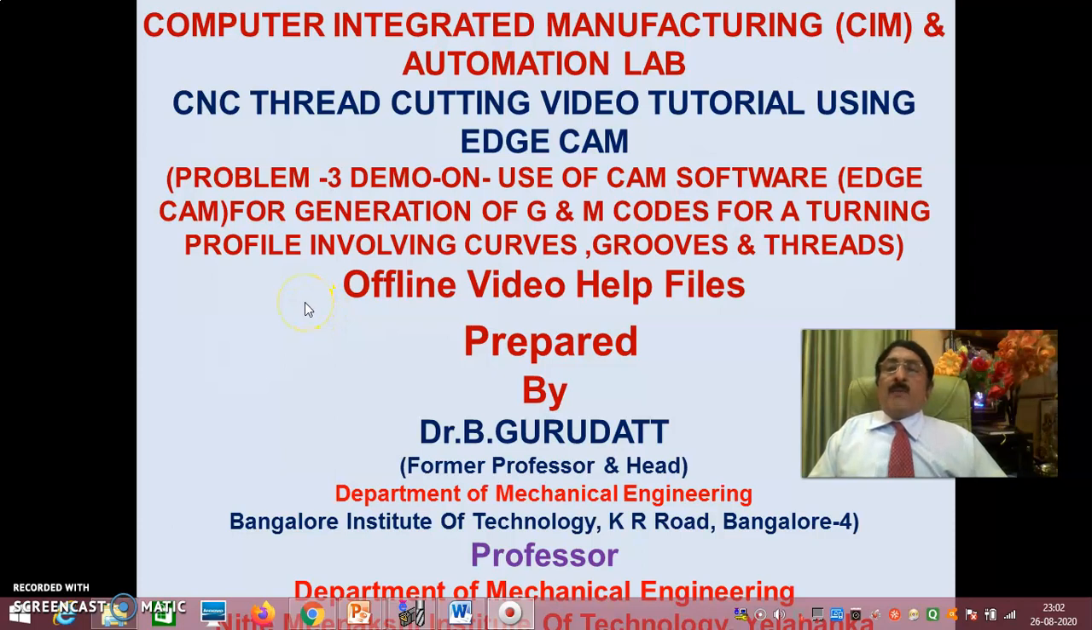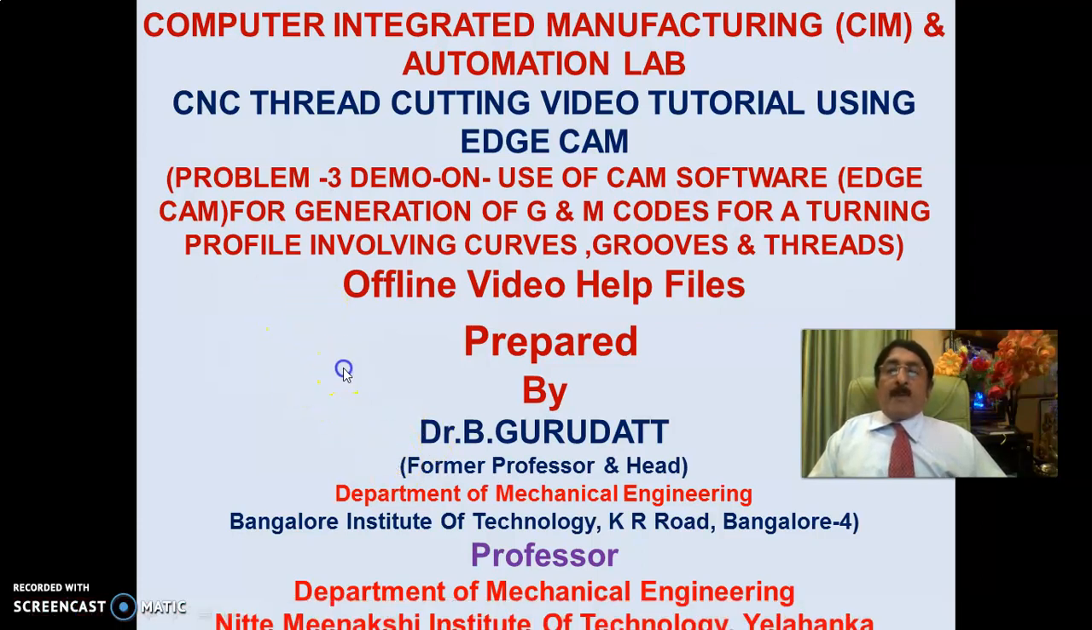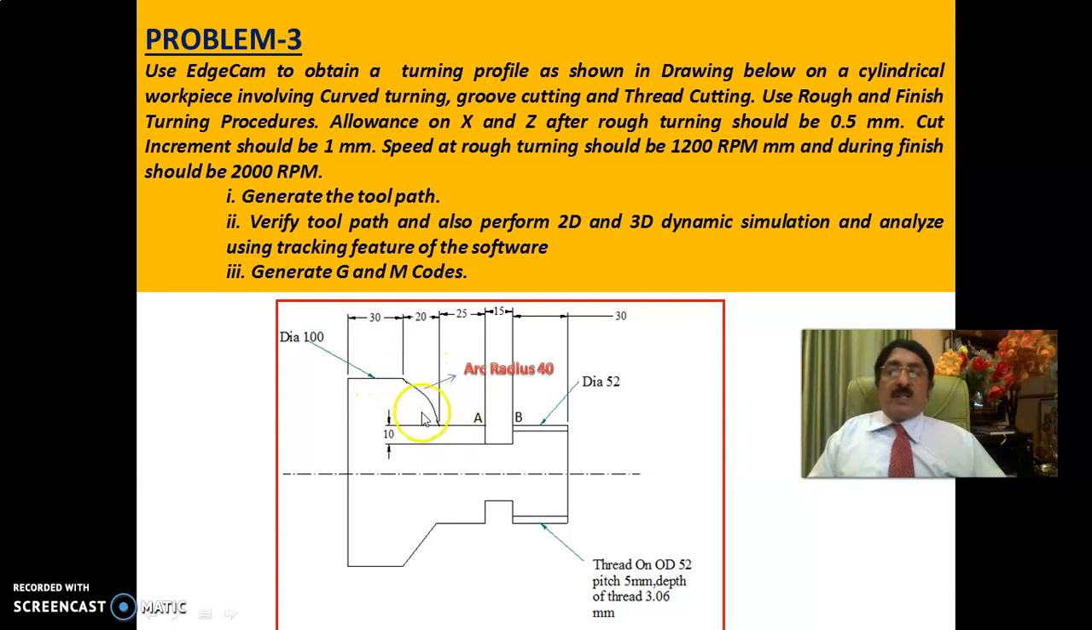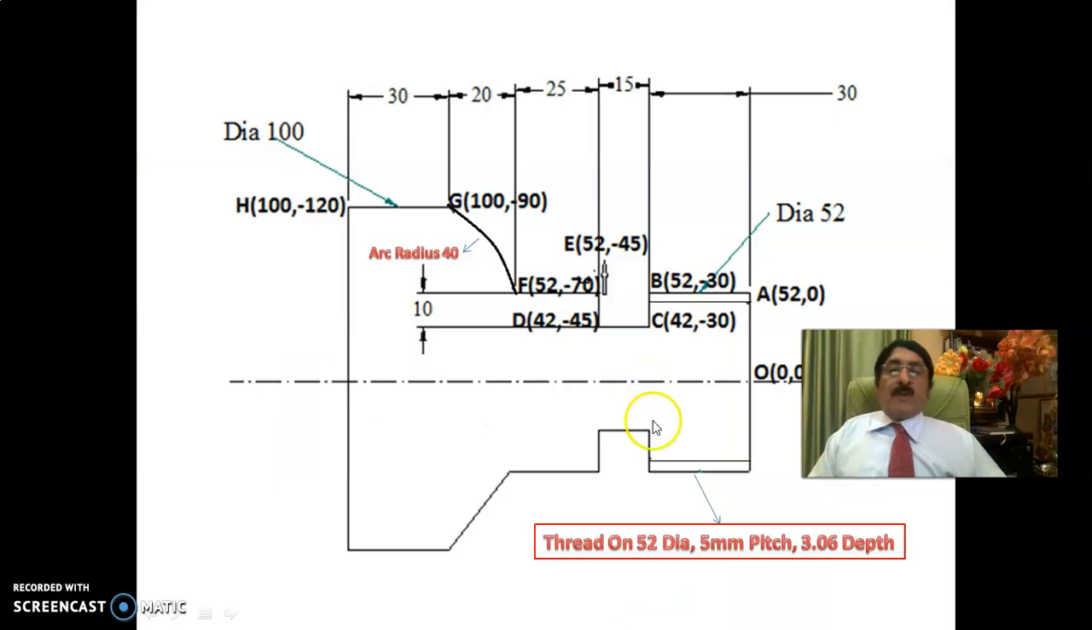In session 1, we completed almost 50 to 55% of the problem, and the problem is this. As you know, the design is over, and we have come to the manufacturing stage, where we already did facing. We've already done rough turning, finish turning, rough grooving, and finish grooving. The only thing left is thread cutting, which I'll be showing you now.